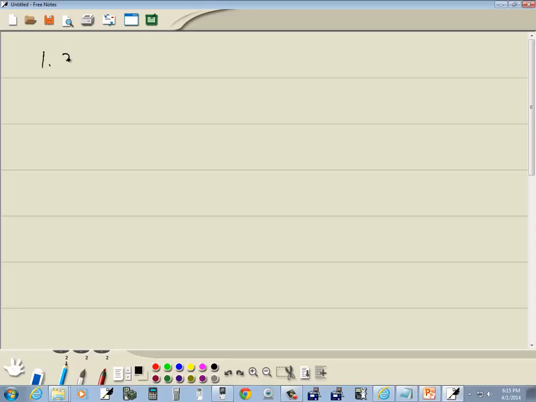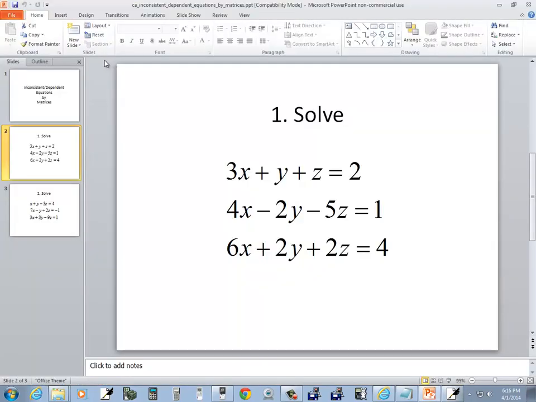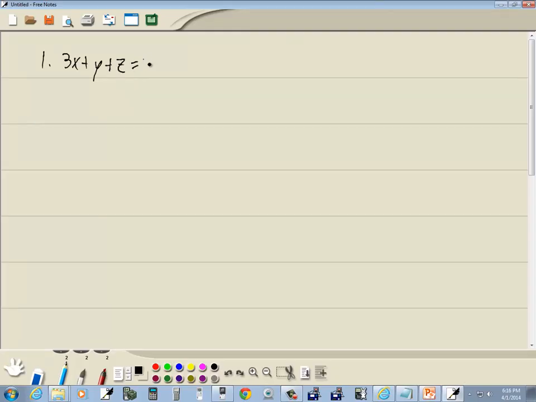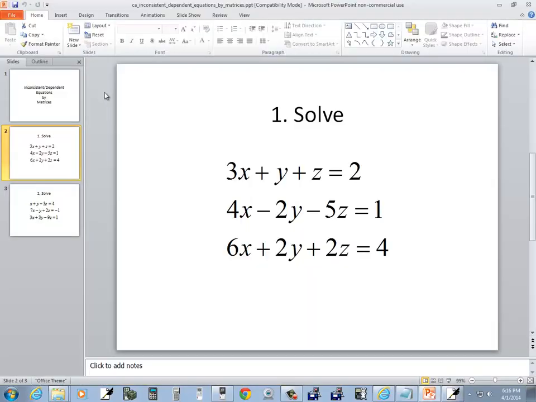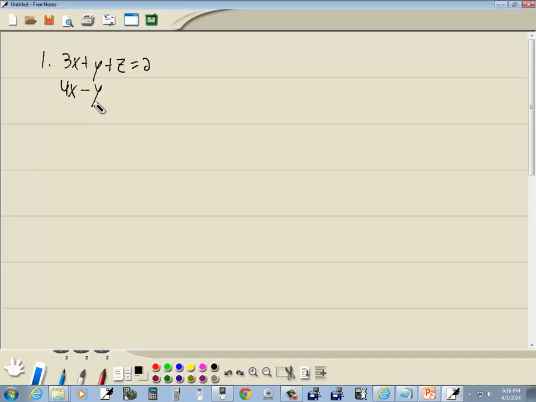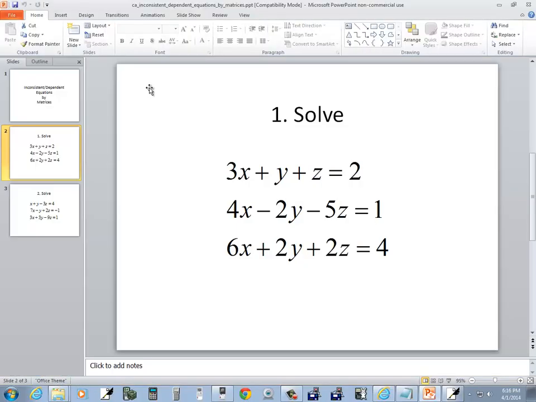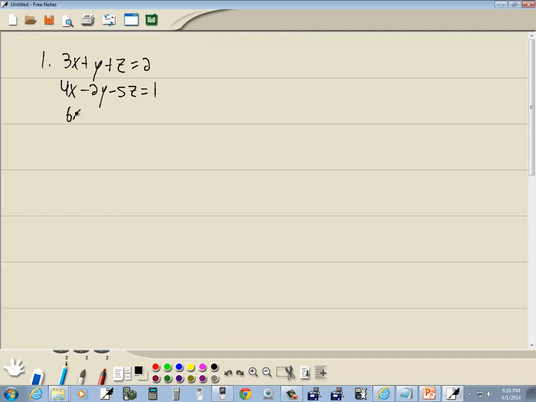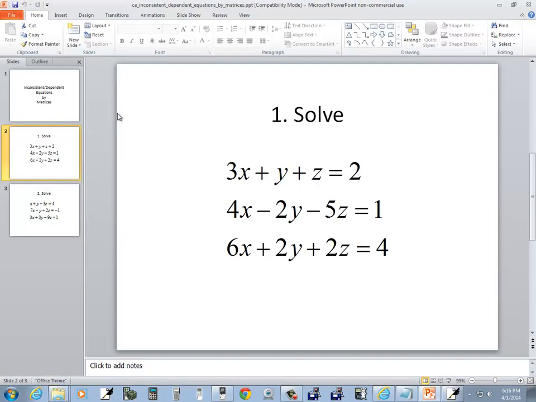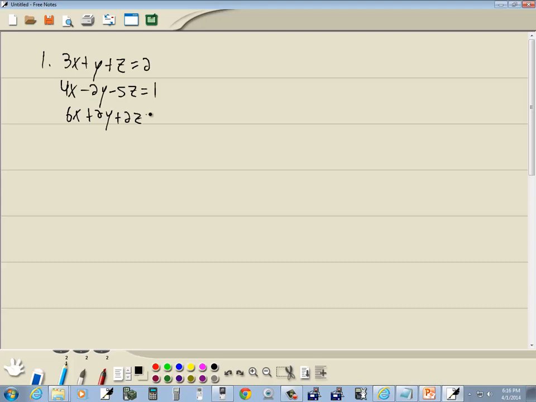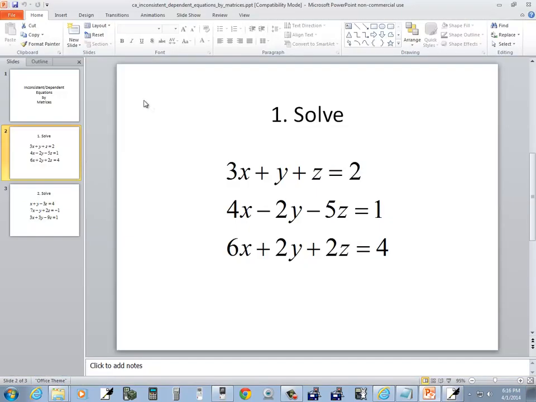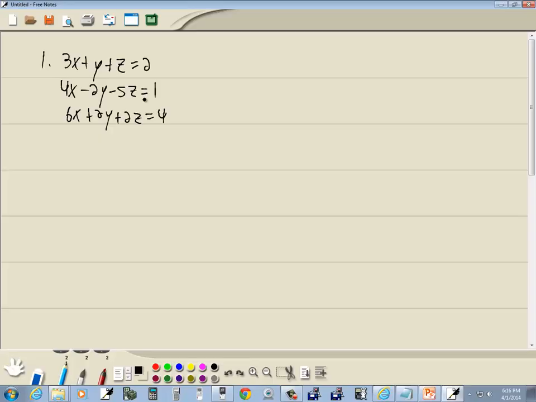So we got 3x plus y plus z is equal to 2, and 4x minus y minus 2y minus 5z is equal to 1, and 6x plus 2y plus 2z is equal to 4. Double check all my numbers. Okay, that's right. Well, let's write down a matrix that goes along with this.